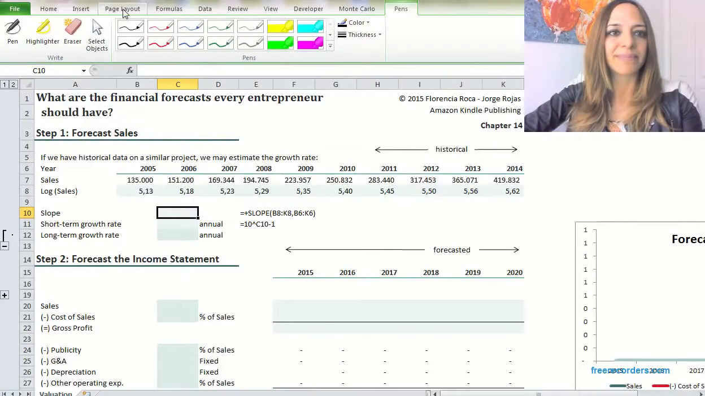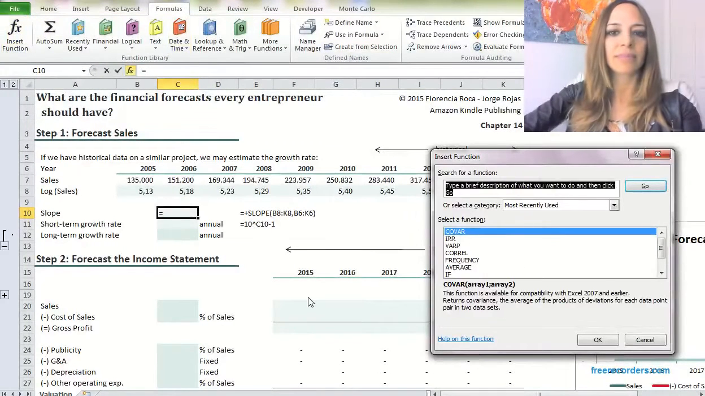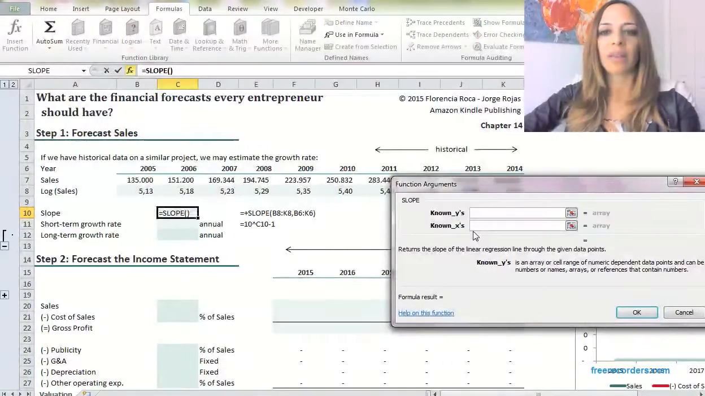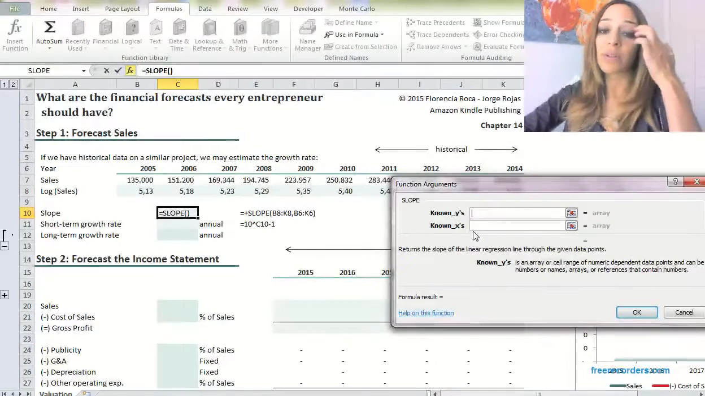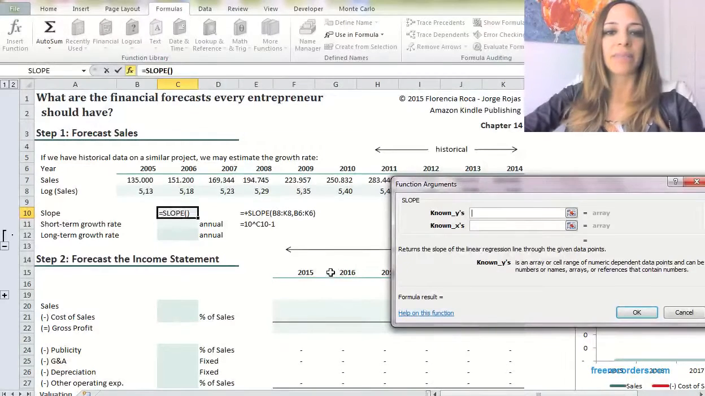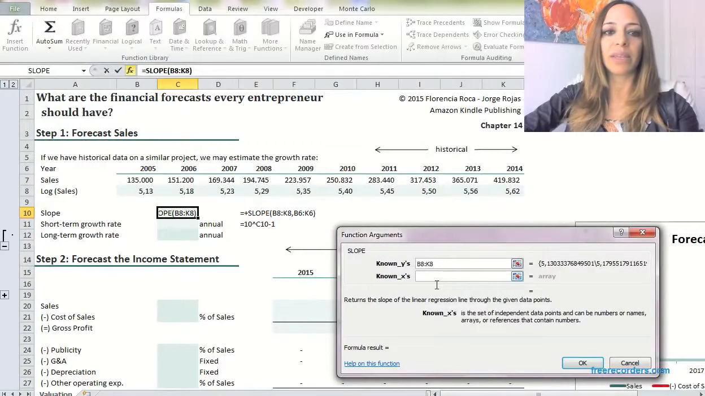So, in formulas, we can find slope, and Excel will need two different groups of data. What we want on the y-axis and what we want on the x-axis. So the y will be the log of sales, and the x will be the years.